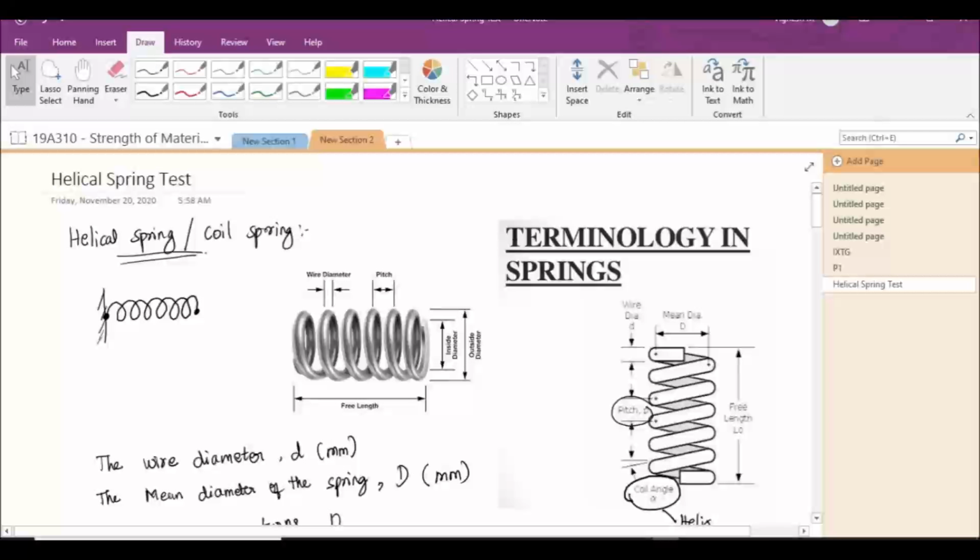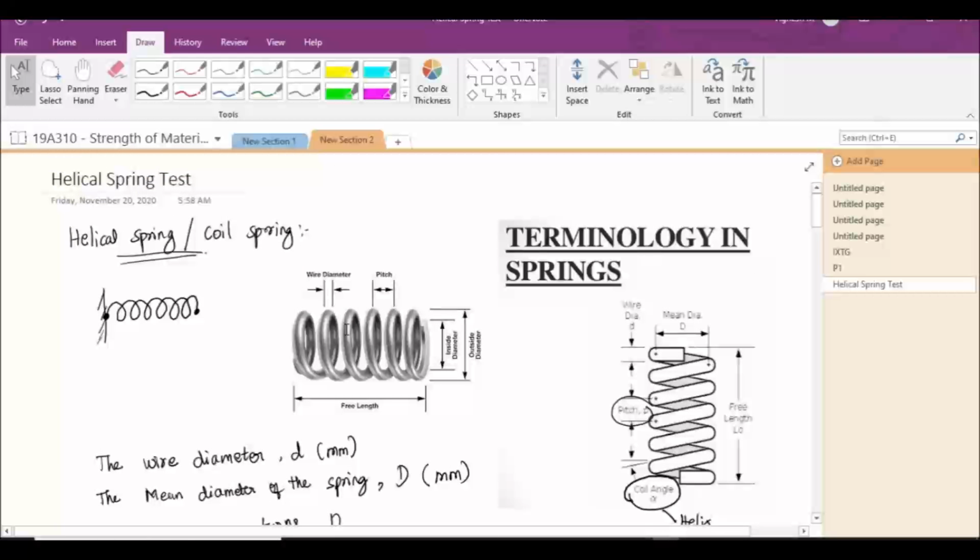So good morning everybody. Today we are going to discuss the helical spring test. The test can be a tensile test or a compressive test on a helical spring. A helical spring is also called a coil spring. It is a coil of wire, twisted in a manner into a coil, so it is called a helical spring or a coil spring.